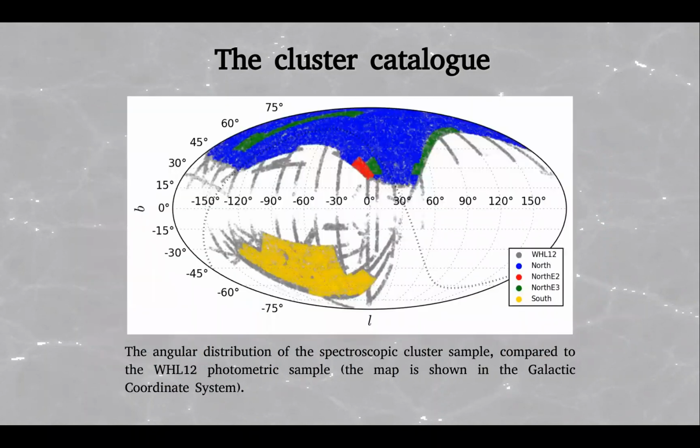Okay, so this is a picture showing the map of this cluster catalog in the galactic coordinate system. Different colors are just, so the gray is the original photometric sample, and all the other colors show the spectroscopic catalog we obtained. So as you know, clusters are the biggest structures in the universe, but in this case they are just points, mass tracers. So each point is a galaxy cluster.